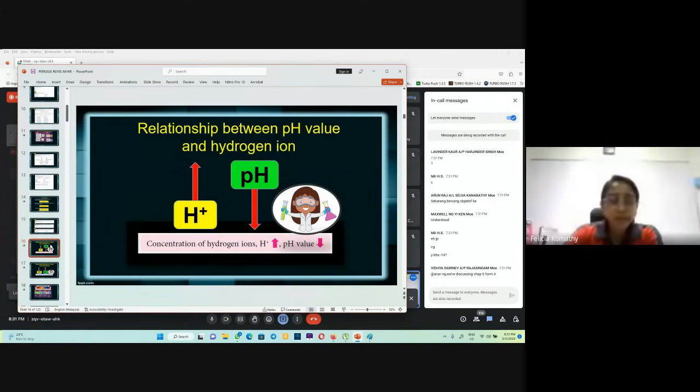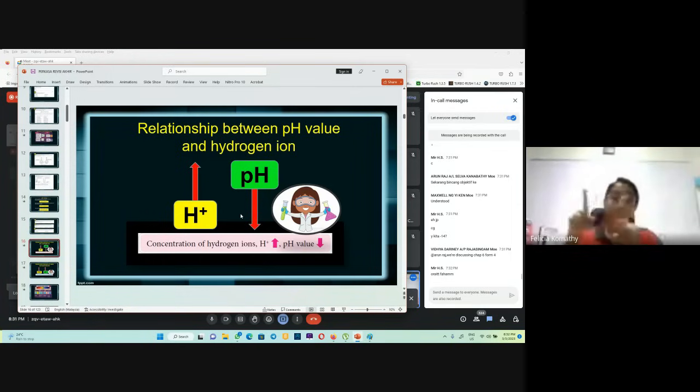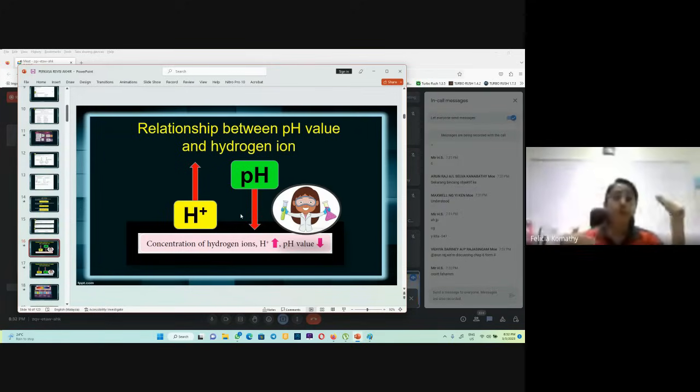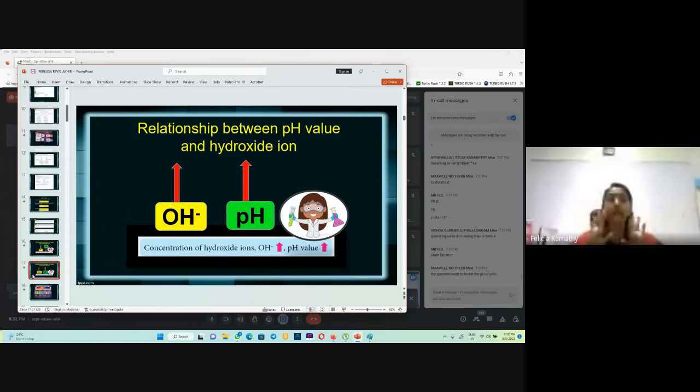Now, the next part you have to focus on is the relationship between pH value and the concentration of hydrogen ions. Remember they go in opposite directions. When the concentration of hydrogen ion increases, pH value must decrease for acid. Acid, remember they are in opposite directions. Hydrogen increases, pH must decrease. But when it comes to alkaline, they go in the same direction. When the hydroxide increases, pH also will increase.